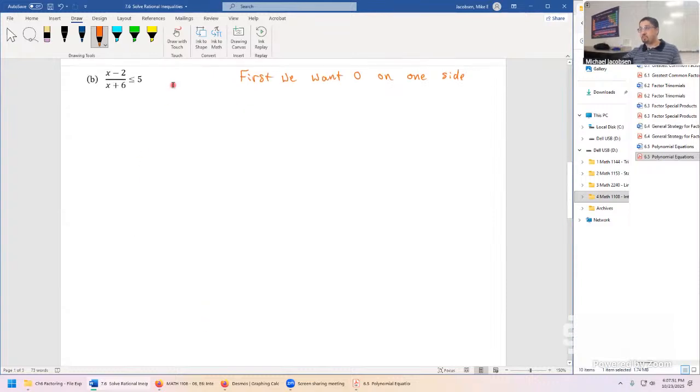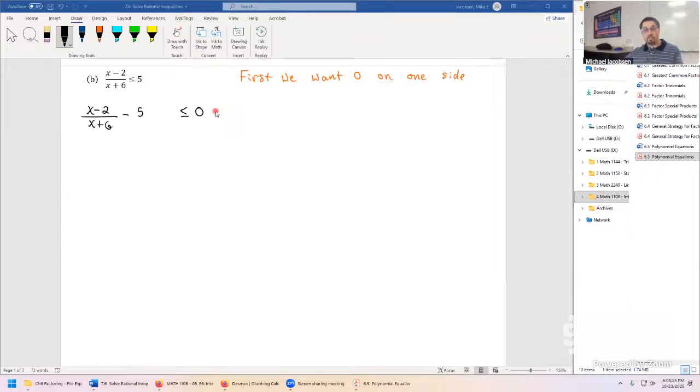So first, focusing on this one, it's easier to get a 0 on the right-hand side, so I would just subtract 5 from both sides to start it off. It's now (x minus 2) divided by (x plus 6) minus 5. Give it a little bit of space. We're going to make some changes on the left-hand side. Is less than or equal to 0. So this starts it out.